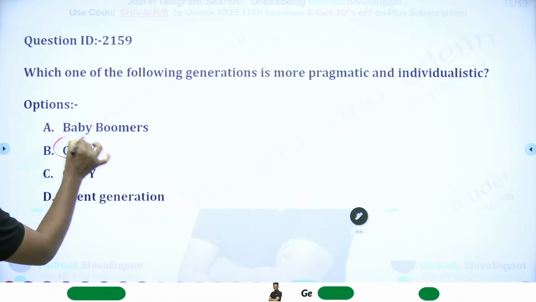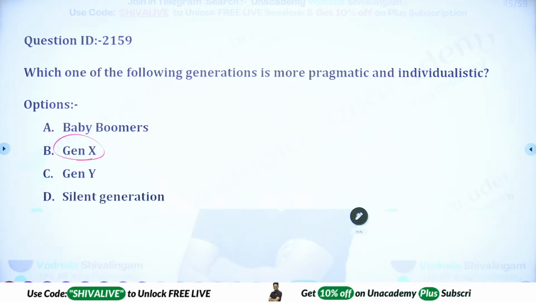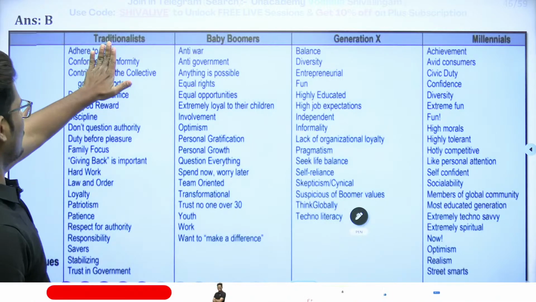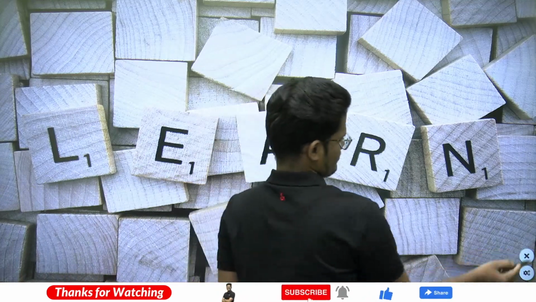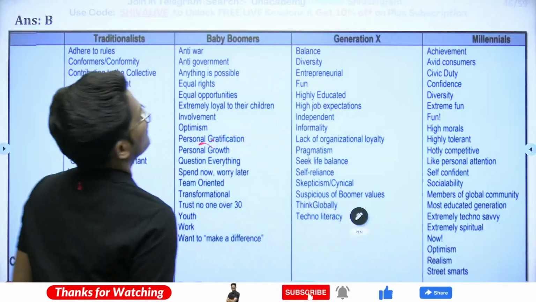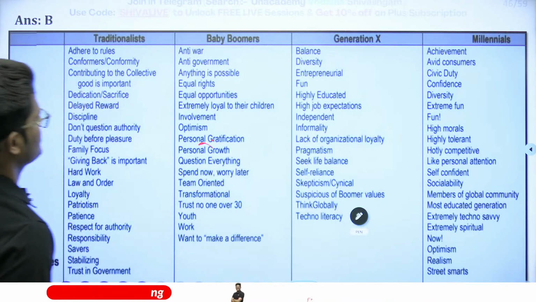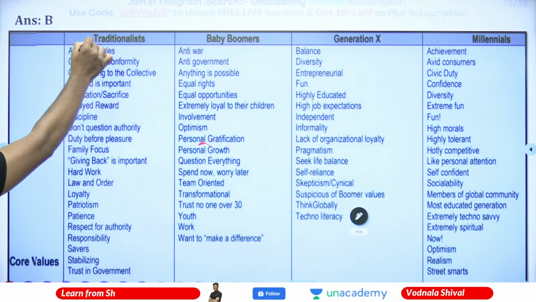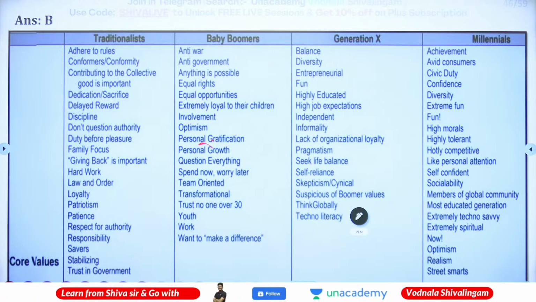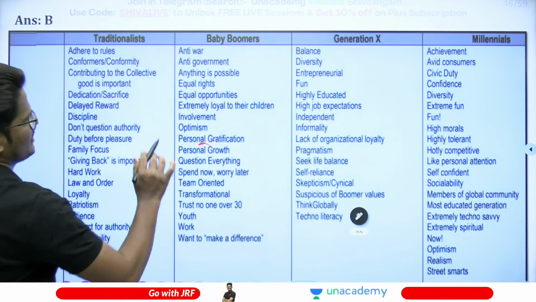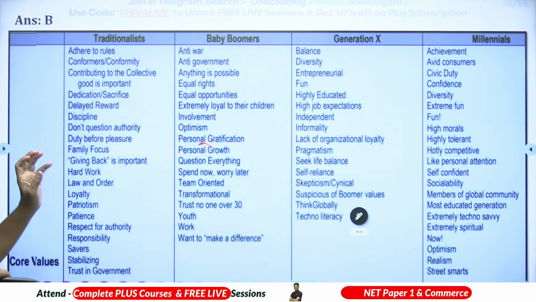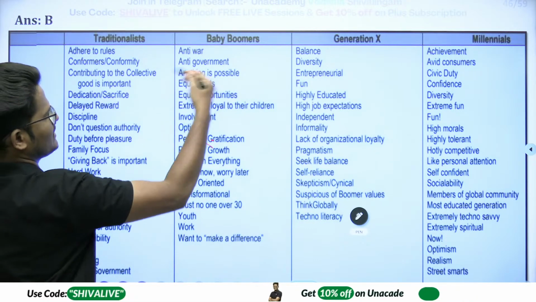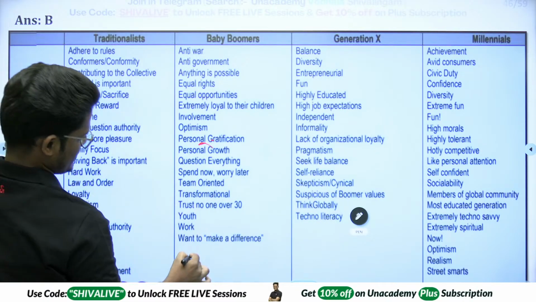Option B is the given answer, generation X. I will tell you there are four: traditionalists, baby boomers, generation X and millennials. Traditionalists will go by the rules and more discipline, and they will not question the authorities. They are strict persons. Baby boomers are anti-war, anti-government, anything is possible, equal rights, equal opportunities.